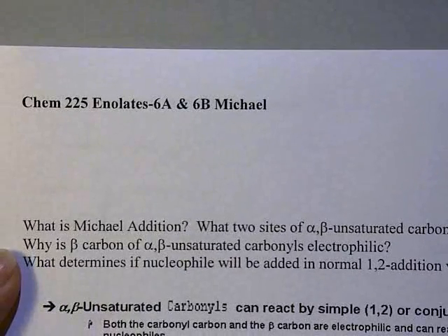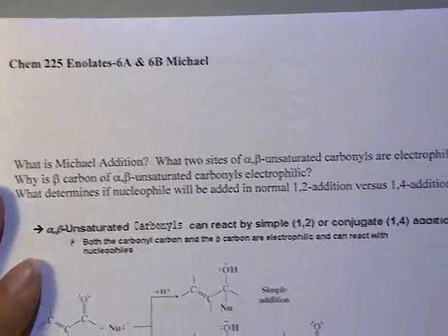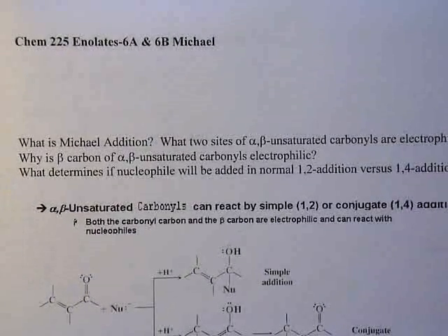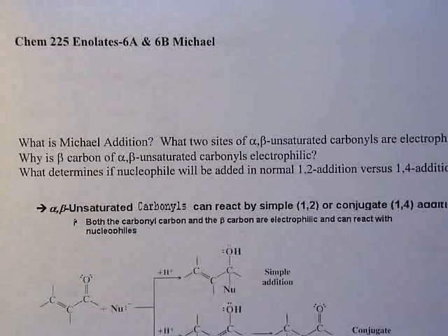This is the sixth lecture, the sixth topic on enolates, and we're going to be talking about something called the Michael reaction. To introduce that topic, we have to look at what we've been doing so far.